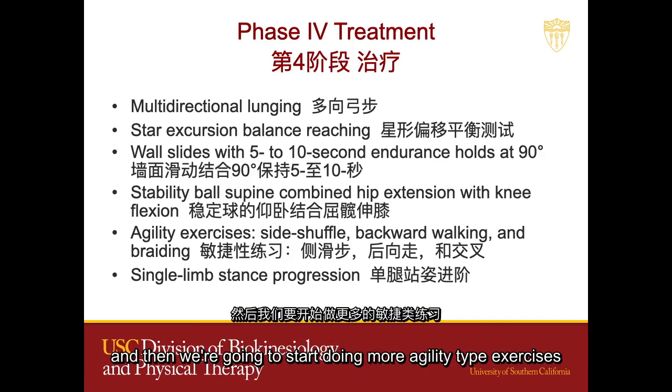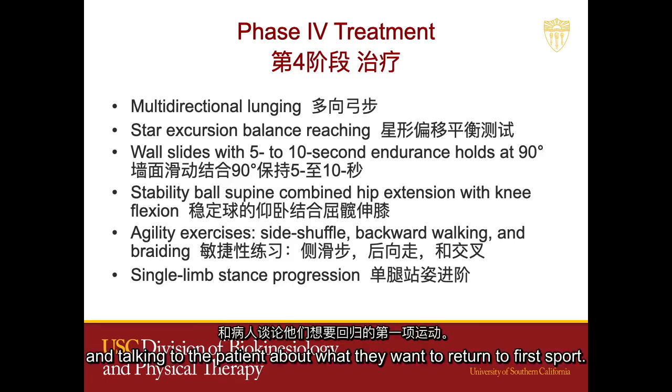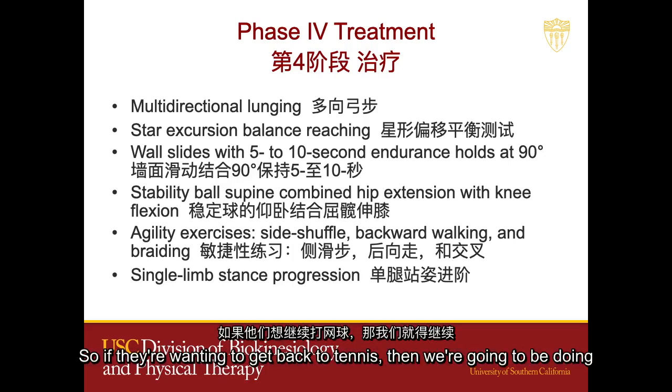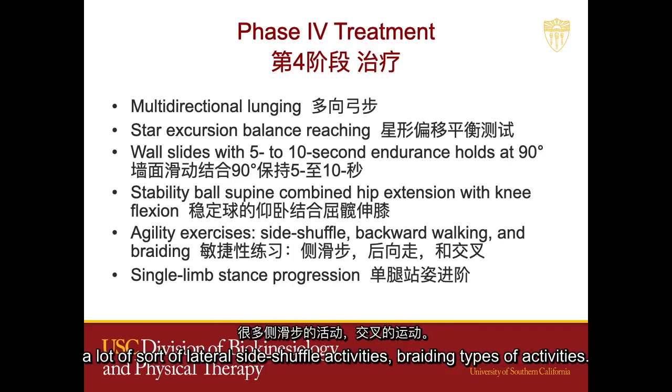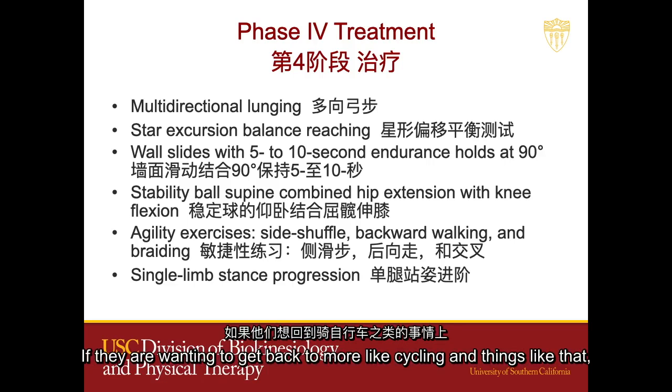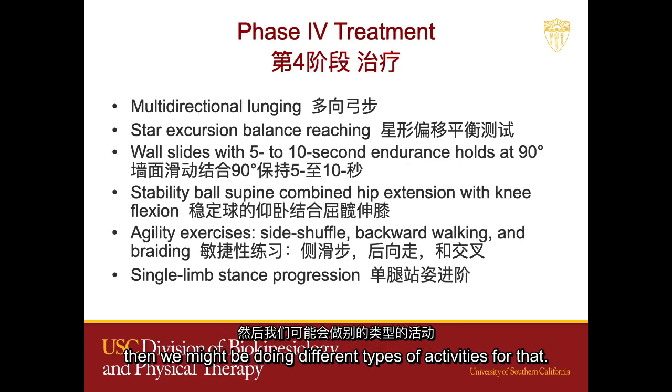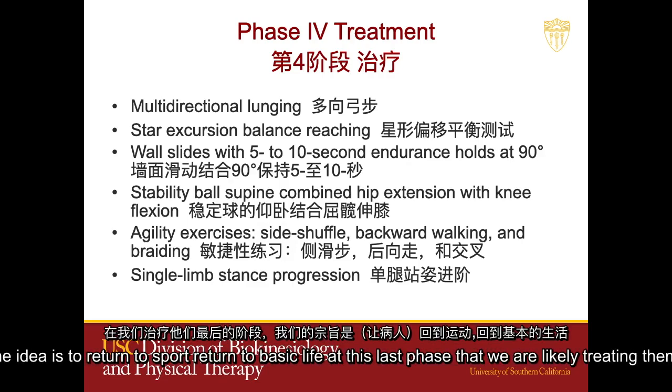And then we're going to start doing more agility type exercises and talking to the patient about what they want to return to for sport. So if they're wanting to get back to tennis, then we're going to be doing a lot of sort of lateral side shuffle activities or braiding types of activities. If they are wanting to get back to more like cycling and things like that, then we might be doing different types of activities for that. So again, the idea is return to sport, return to basic life at this last phase that we are likely treating them.